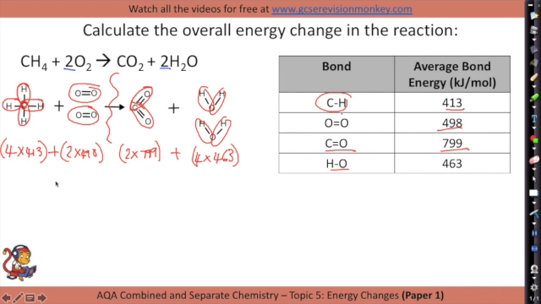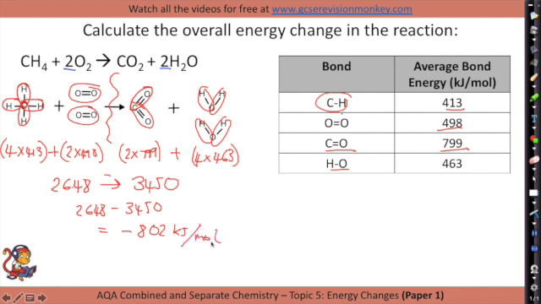So if we add that up on the left hand side, we've got a total bond energies of 2648, and on the right hand side a total of 3450. That will get you a couple of marks. Your final step you need to do is take 3450 from 2648, so do this number minus that number, and that gives you an answer of minus 802 kilojoules per mole. And that number there is the overall energy change in the reaction. And because it's negative, it gives you the clue that that is an exothermic reaction.